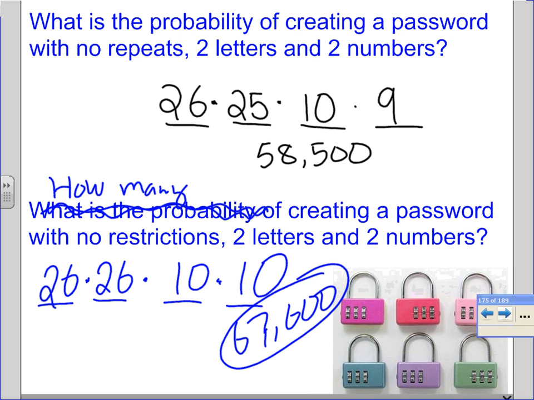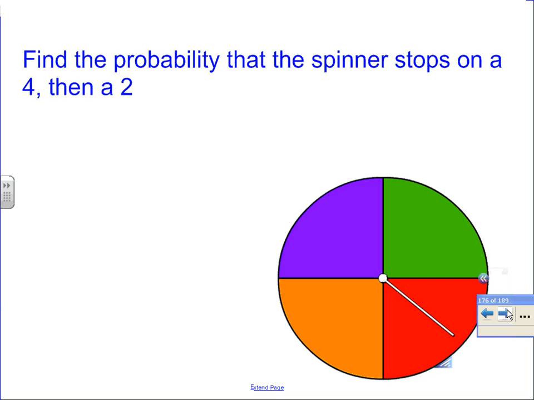So if the question was, what's the probability you're going to find the correct password? How would you change that answer if it was, what's the probability you're going to find the correct password, Adam? Good. It'd be 1 over 67,600. Okay, all right, let's skip this for now, sorry.